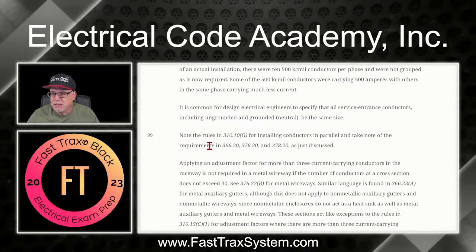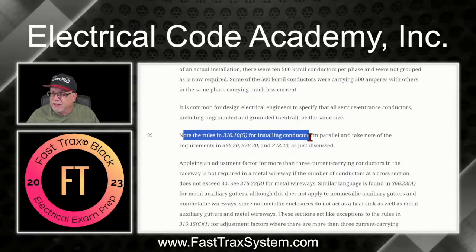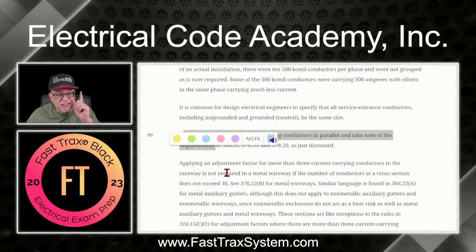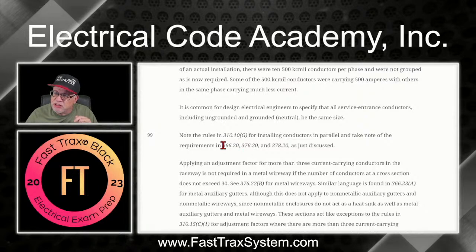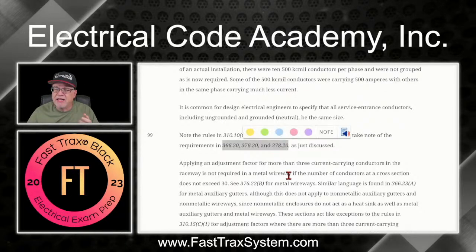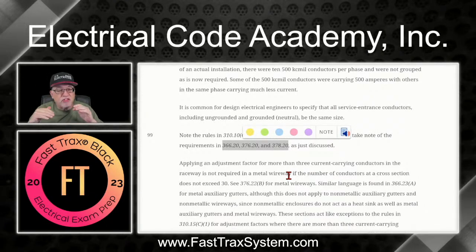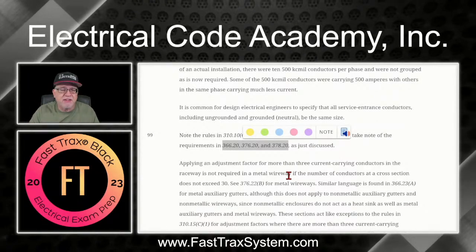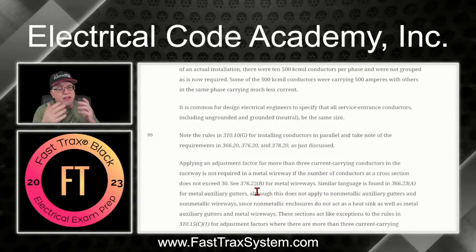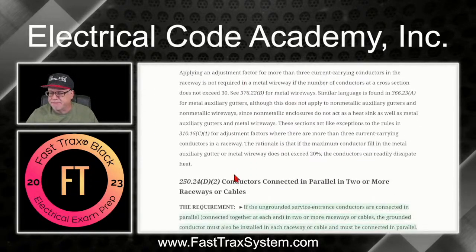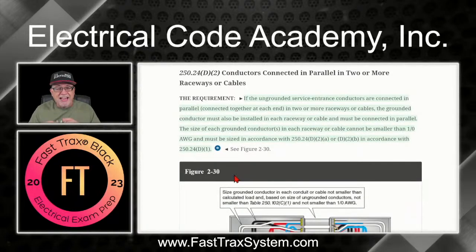Okay. Again, note the rules in paralleling, and take note of specific unique requirements, which we're not going to get into, but make sure you get into these unique requirements that are in 366, 376, and 378. Again, it's your homework. Go check those out. We're just sizing right now, so we're not going into these details. We're just talking about minimum sizing requirements. We're not getting into the paralleling and the effects of improper paralleling. All right. So that's it for the single raceway.